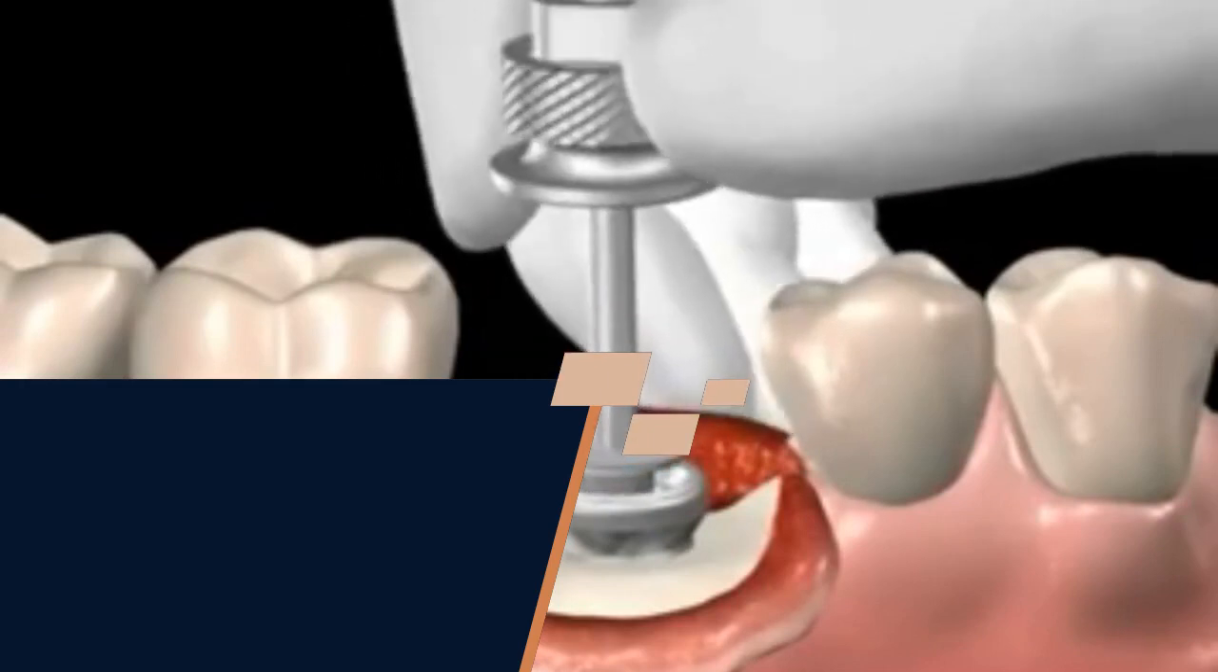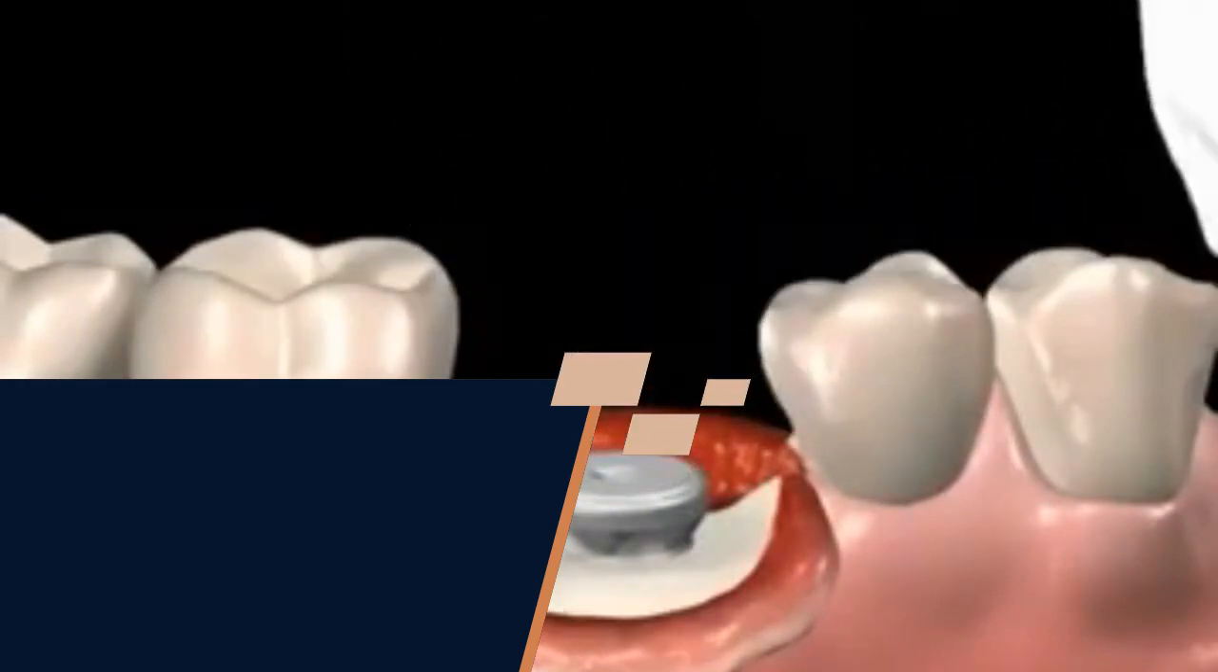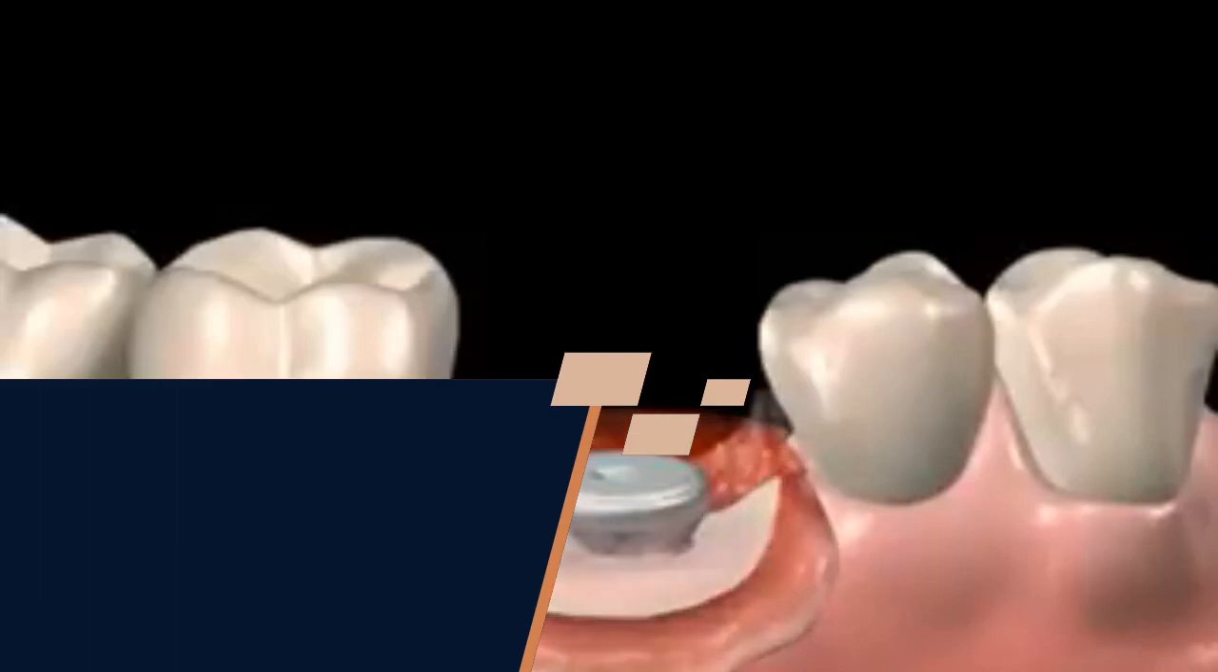Abutment. Once the implant fixture has fused with the jawbone through a process called osseointegration, an abutment is attached to it. The abutment is a connector that protrudes above the gum line and serves as a support for the prosthetic tooth or crown.